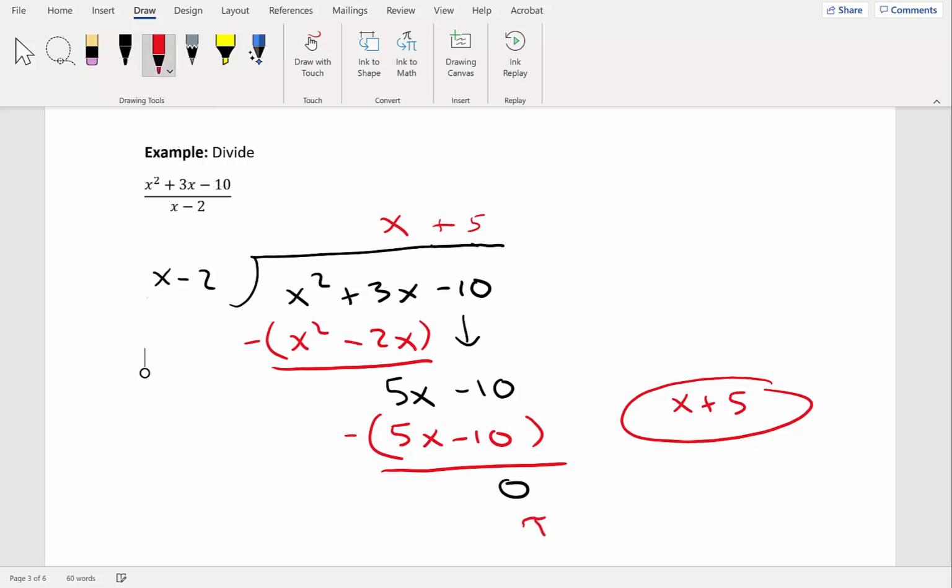One other thing I wanted to mention. So I don't have any other numbers to bring down, and we end up with 0. This is our remainder. 0 is our remainder. So we don't actually have a remainder. So our final answer is just x plus 5.